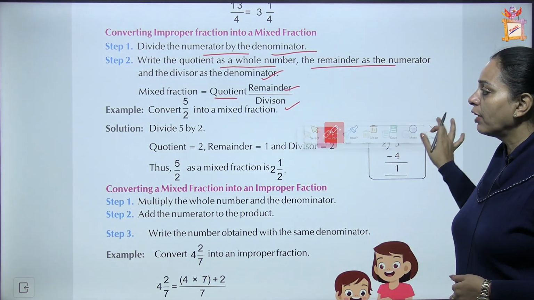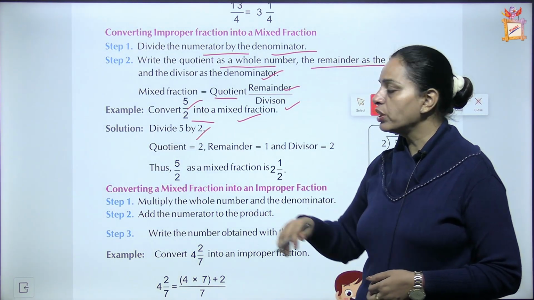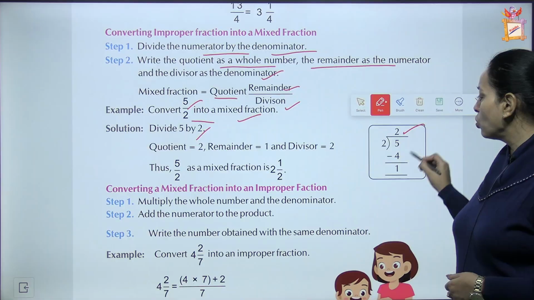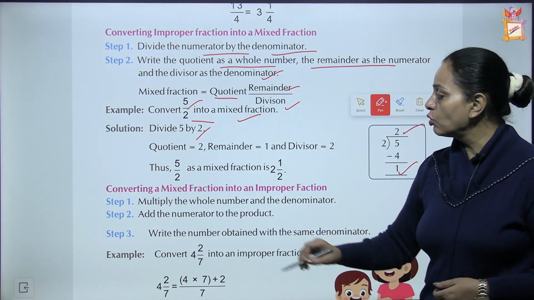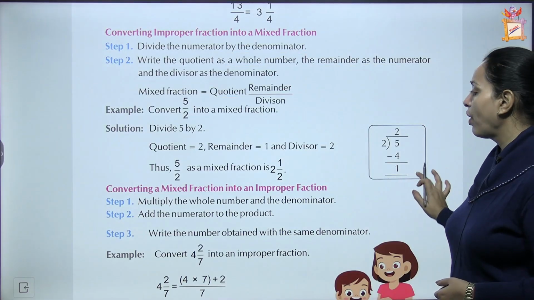Now example, convert 5 upon 2 into a mixed fraction. It means 5 को हम 2 से divide कर देंगे. So 2 is the quotient, the remainder is 1. So 2 whole 1 by 2. This is the mixed fraction.